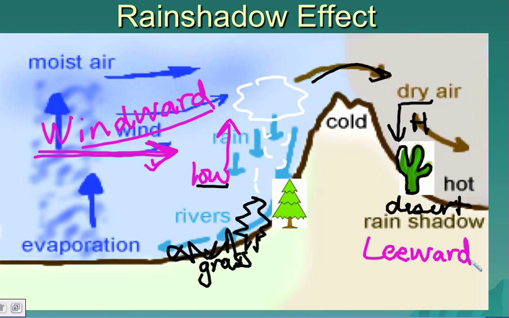Okay, so we have two key terms to remember here in terms of the mountain barriers. We had windward, the side where the wind is approaching, and we have the leeward side, or the dry side, where the high pressure is sinking back down the other side of the mountain. Okay, so a couple things labeled on the diagram there.